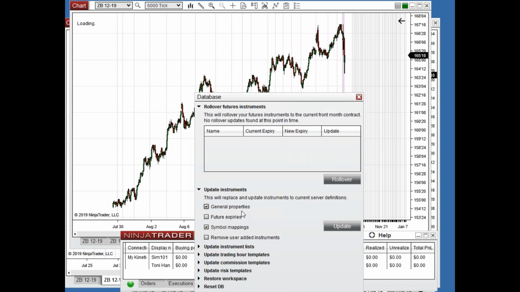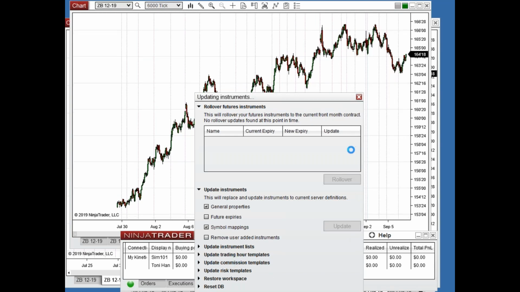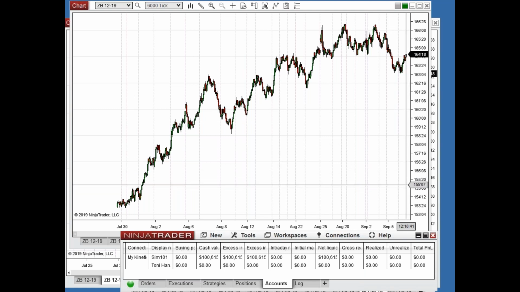So futures contracts expire the third Friday of the month. So you'll start to see the new contract the Thursday before expiration. I'll just update that too while it's doing that. You can see it doesn't affect that back there, but it's going to as we progress through September and we get close to that expiration.